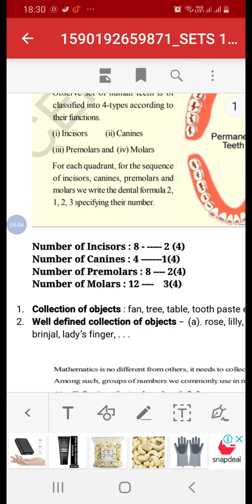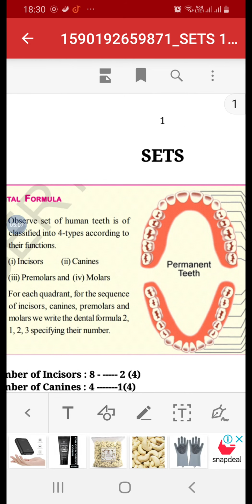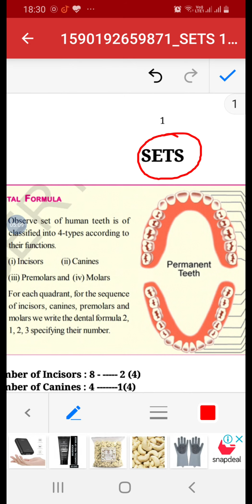So our topic name is sets. So let us know something more about sets.